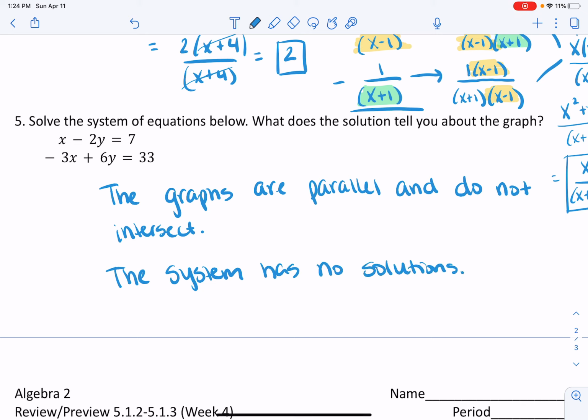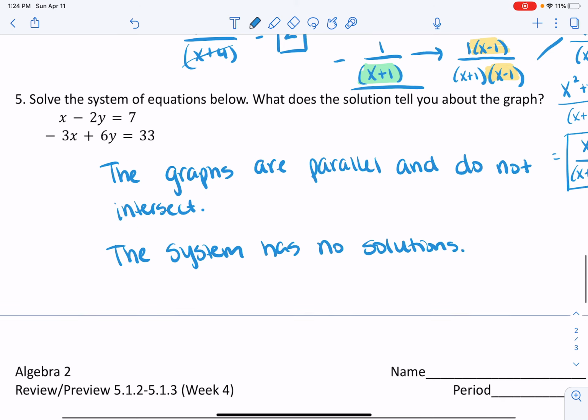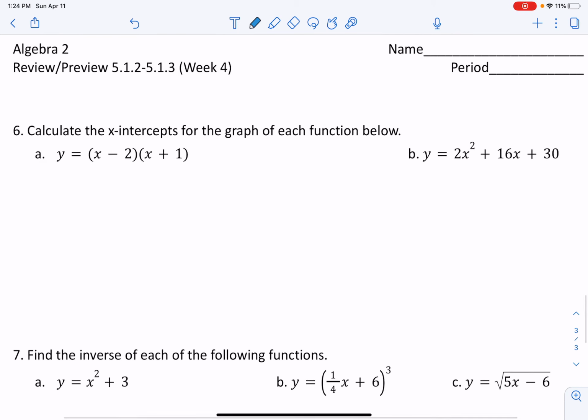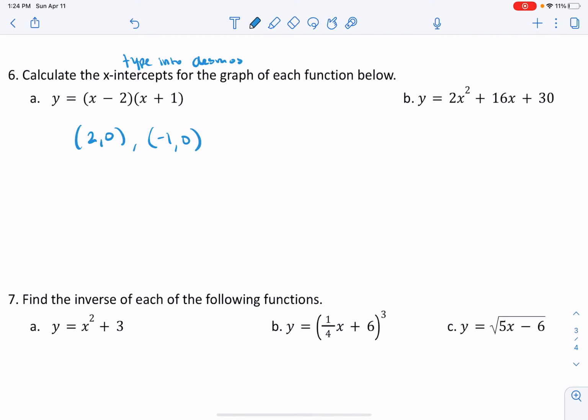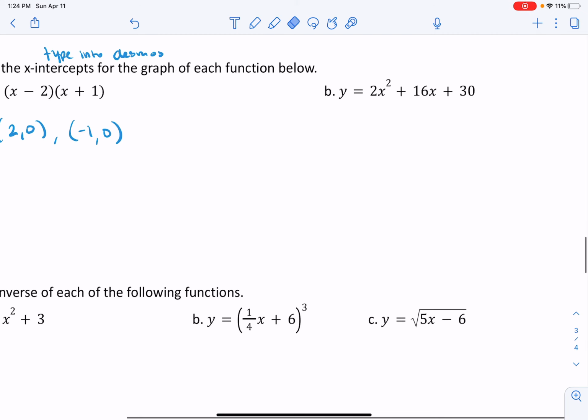Okay, and the next one says calculate the x-intercepts for the graph of each function below. So when we calculate the x-intercepts, just type into Desmos and look to see where they intersect. So for this one, you'll see they intersect at 2, 0 and negative 1, 0. And make sure you try this, like type it in, see if you can figure that out. And we've got, for this one, negative 5, 0 and negative 3, 0.